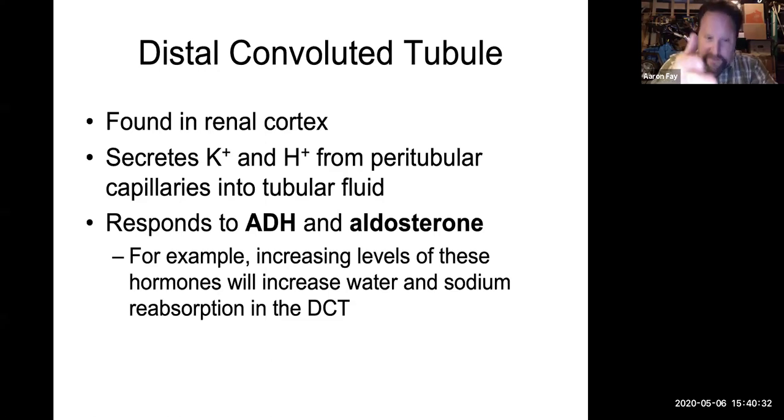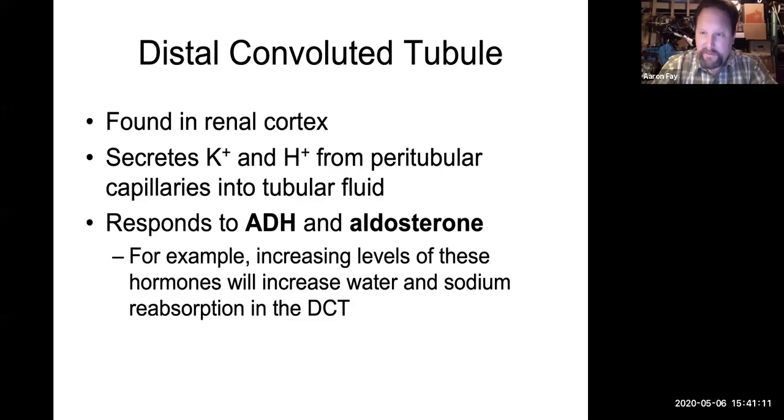So the example given here is increasing levels of these hormones, ADH and aldosterone, will increase water and sodium reabsorption in the DCT. Increased water reabsorption is going to concentrate the urine. So ADH, antidiuretic hormone. A diuretic is something that makes you go pee. So an antidiuretic is something that will make you not go pee. Don't worry too much about the function here. That is more of a question for physiology. I just want you to understand the structure here.